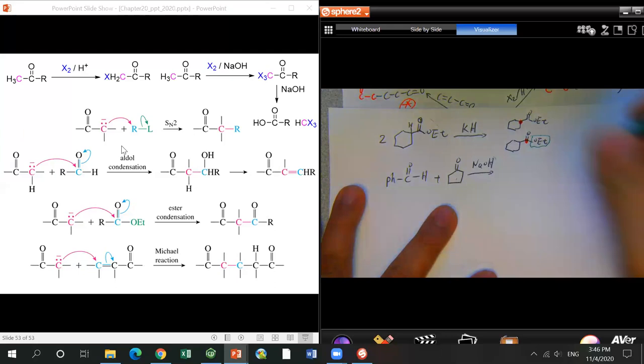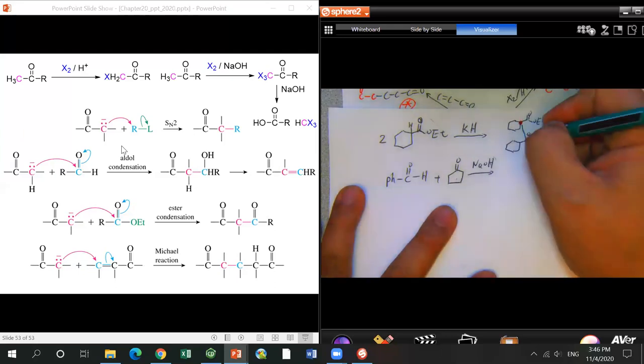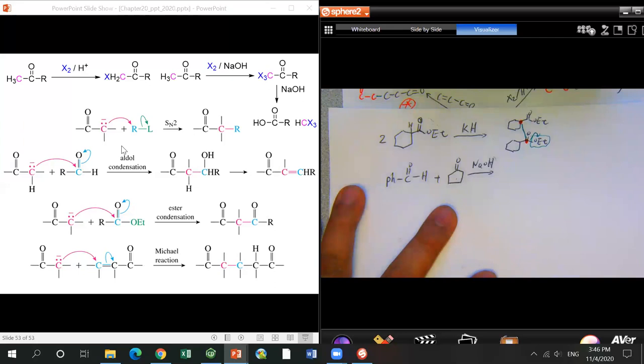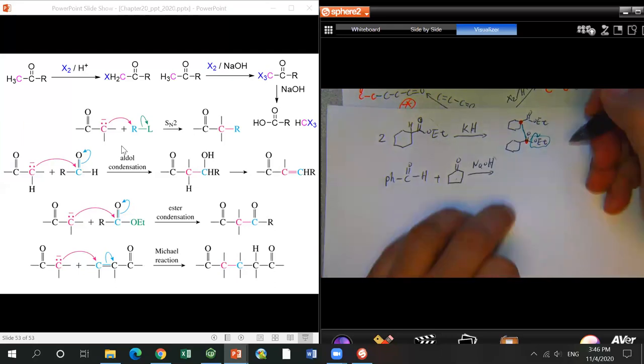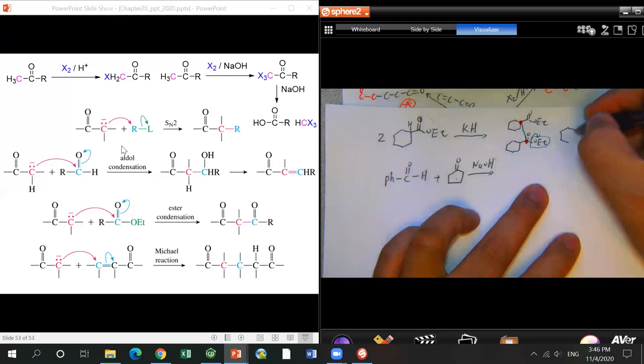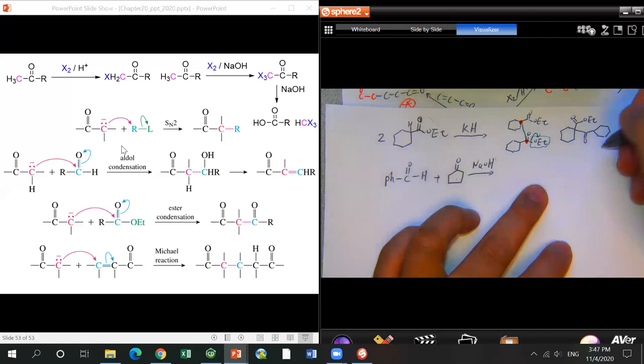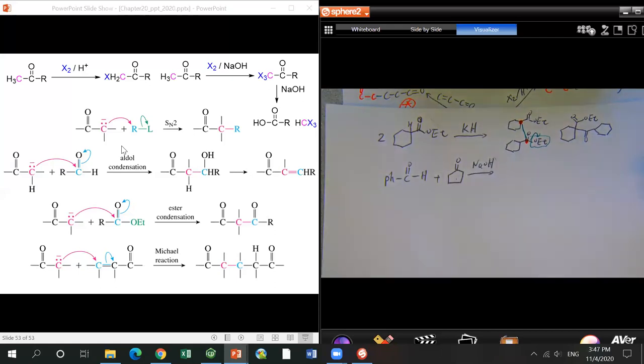And then that's how you build a bond between these two. Alpha carbon, kick out the group. So that's the final product. But if you want to draw a little bit prettier one, we can do this. So a little bit prettier, but they are exactly the same thing here.